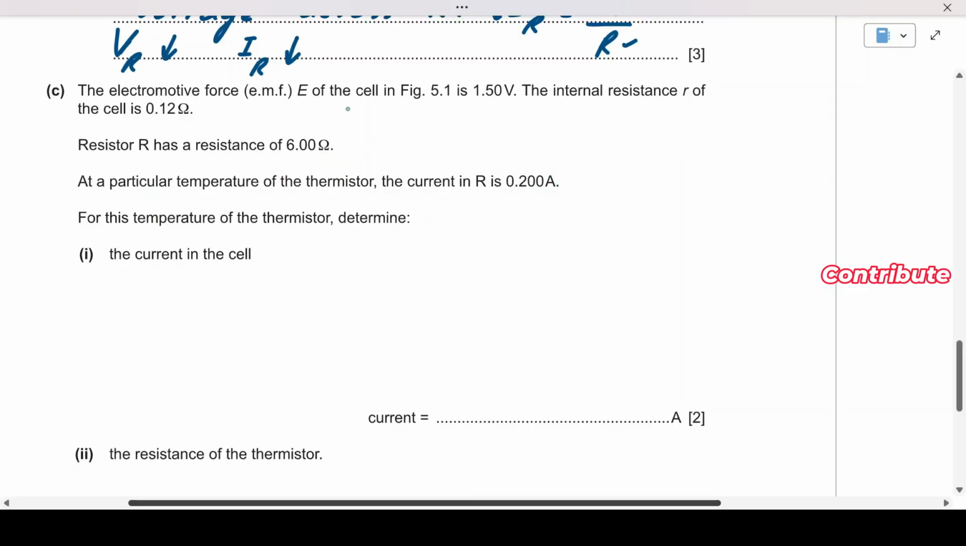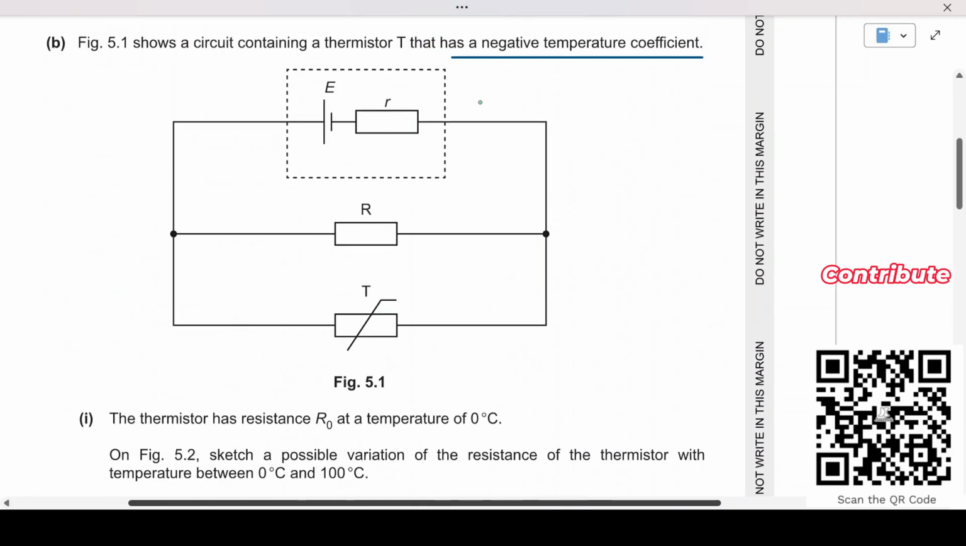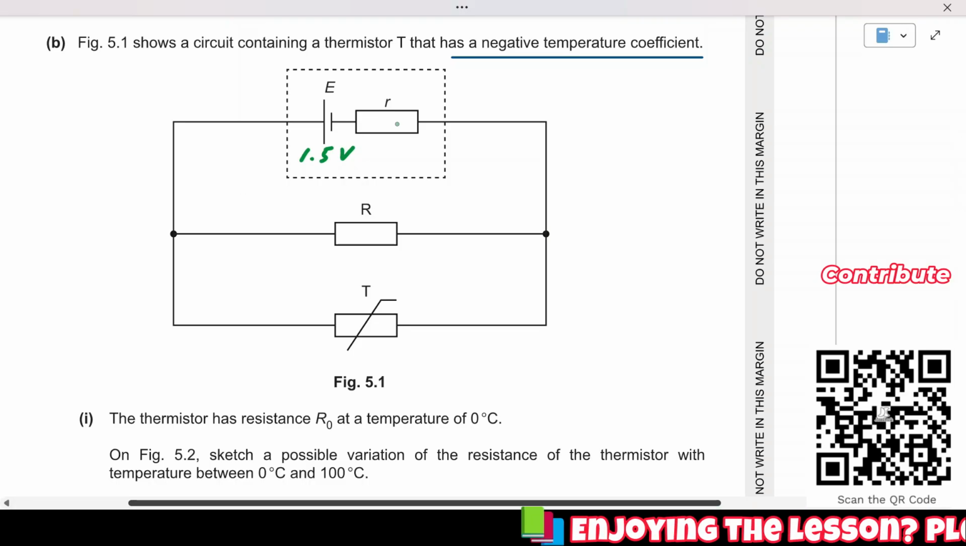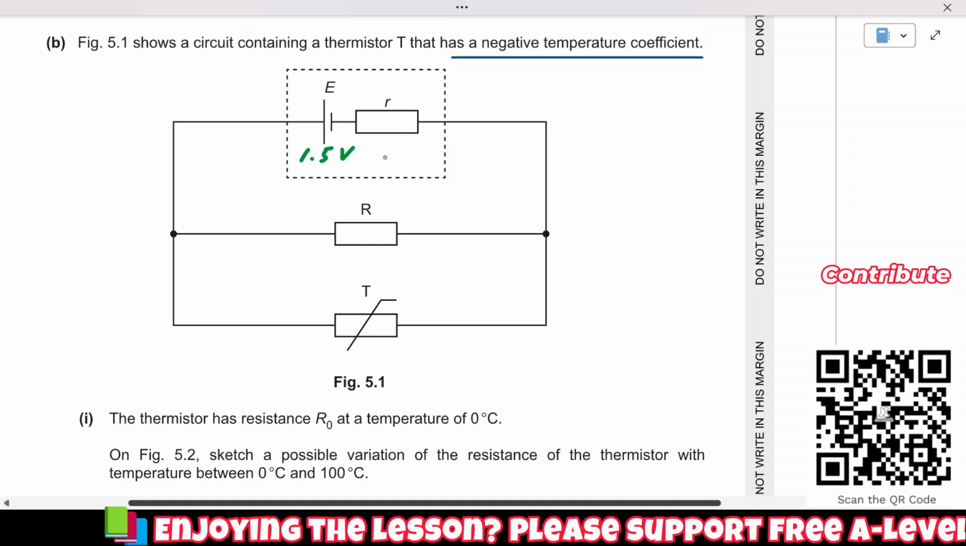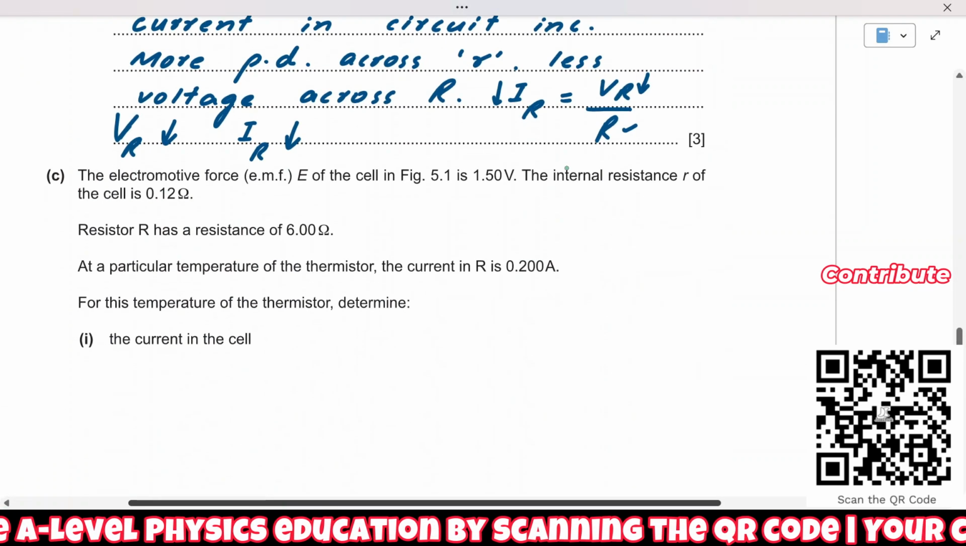The electromotive force of the cell is 1.5. Okay, they have given us the values also. So this electromotive force, EMF, is 1.5 volts. Out of that 1.5 volts, some of the voltage would be dropped across the internal resistance. How much, we don't know. At least now we don't know.